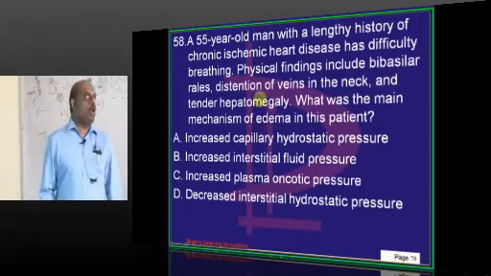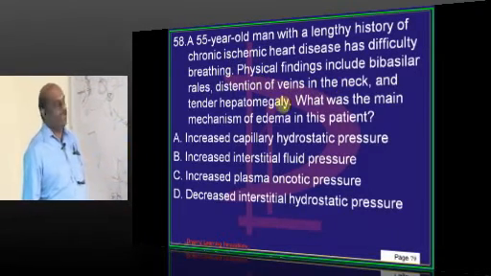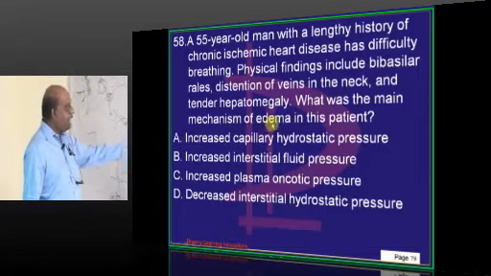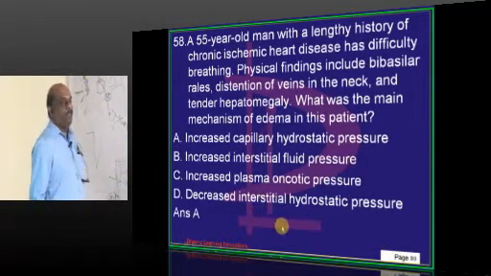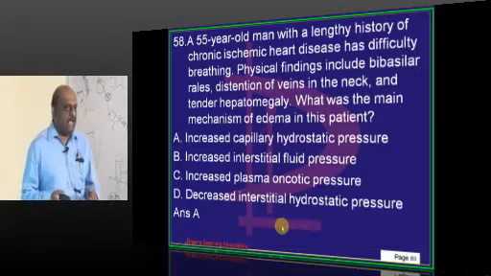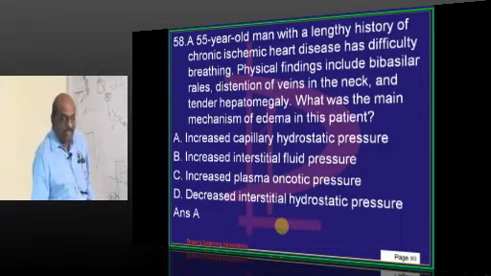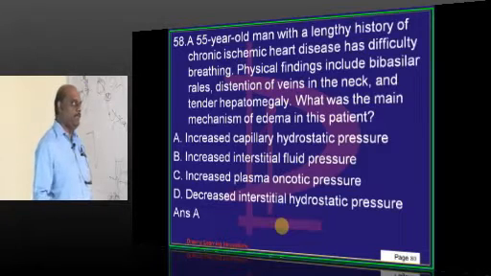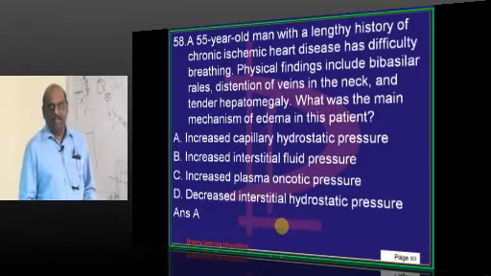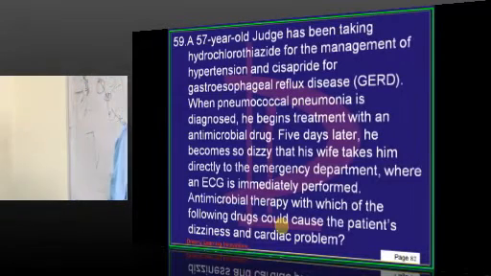A 55-year-old with chronic ischemic heart disease has difficulty in breathing, and there is distension of the neck veins, and there is a tender hepatomegaly. What is the mechanism of his edema? So fundamentally, there is an increased capillary hydrostatic pressure because of the right heart failure, which is leading to the development of Starling's forces imbalance, leading to edema in case of CHF, which is what you need to basically understand.